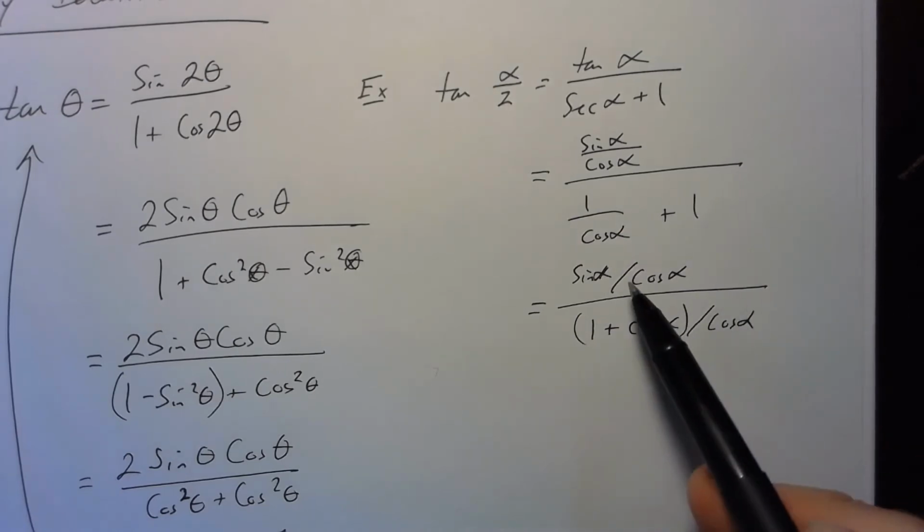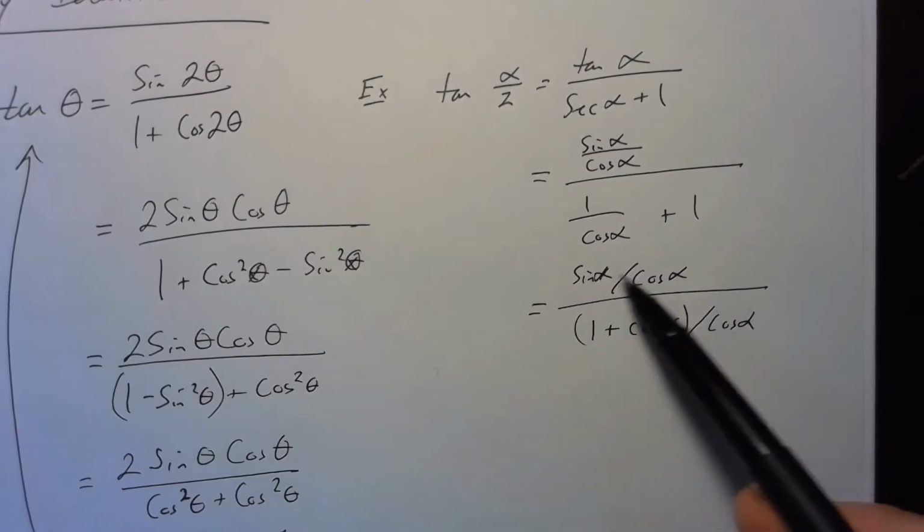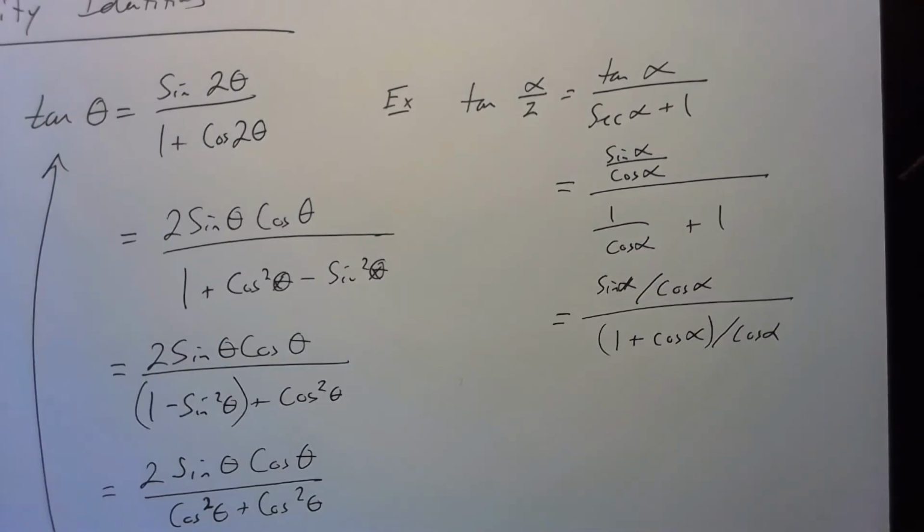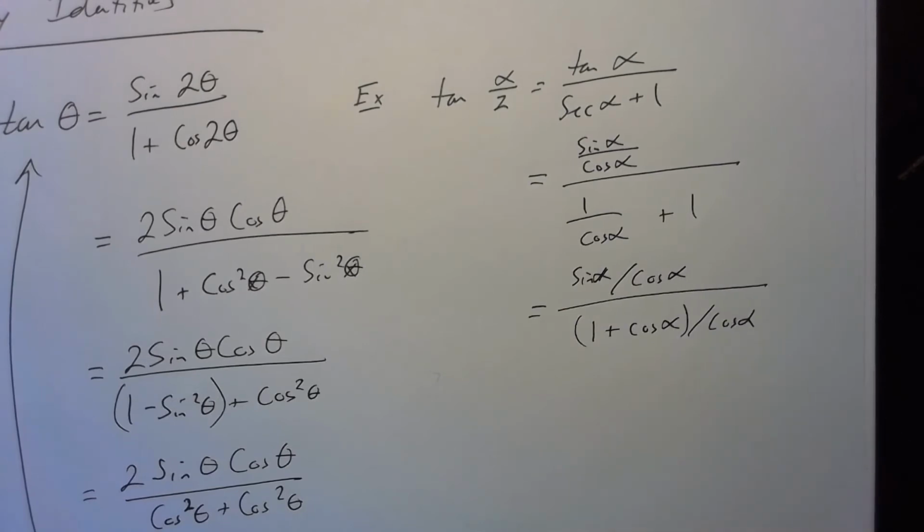Now notice how I wrote these more slanted. I want the emphasis that this is the stuff on top and this is the stuff on bottom. And sure, there are fractions on top and on bottom. But notice how the denominators on top and bottom are the same.